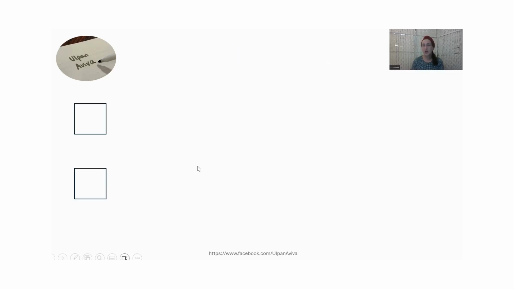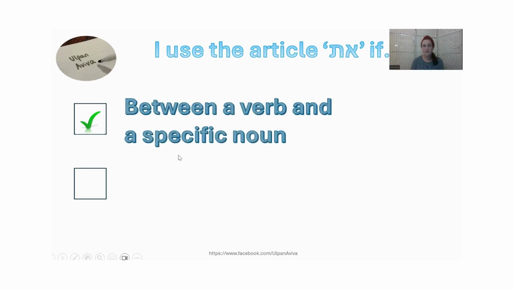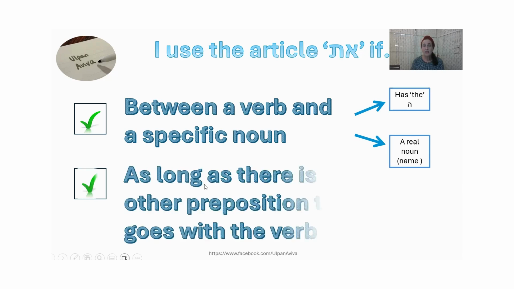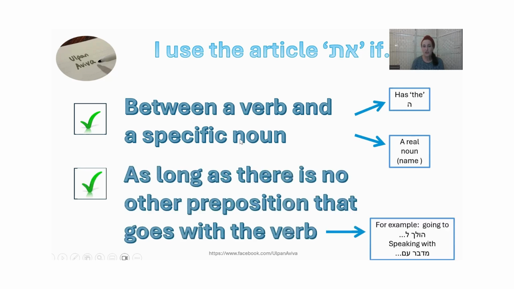Now, why did I say not always? That brings me to my checklist. When do I use the article et? Two primary things you need to think of. The first is, is it between a verb and a specific noun? And the specific noun could be either something that has the, or a real noun like Tel Aviv or Moshe or David. And the second rule is that there is no other preposition that comes with that verb.